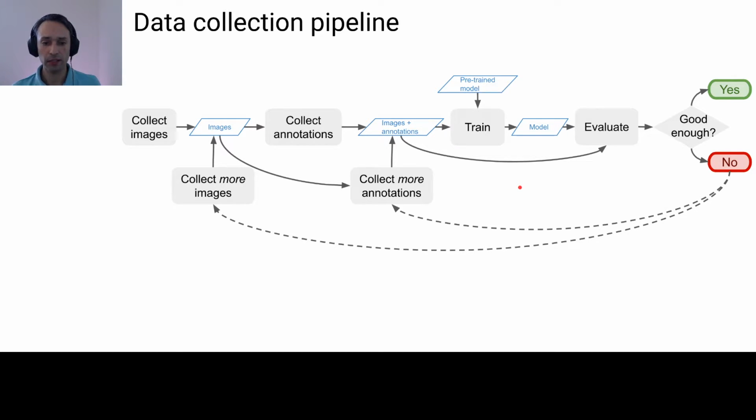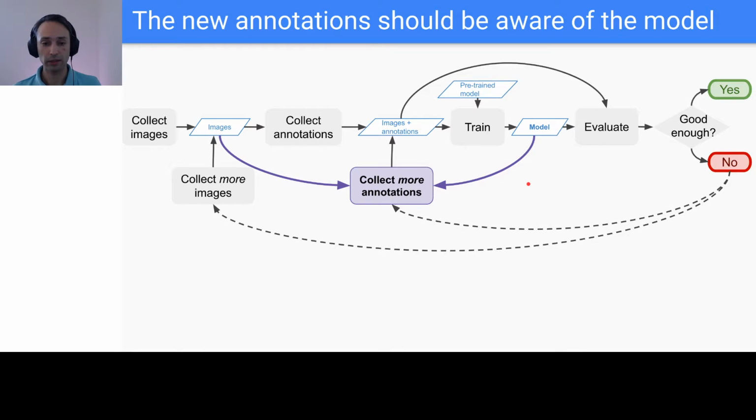However, it turns out that collecting more annotations is a subtle matter. If you think about it, I will make the argument that you want to involve a model when collecting the annotations. You shouldn't be annotating data blindly. You should use the model to drive this annotation collection.